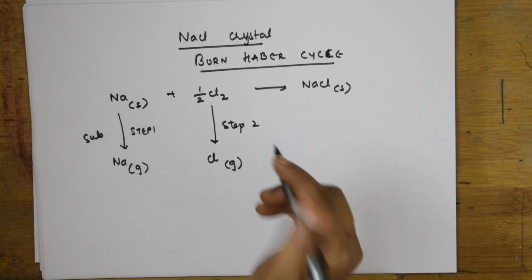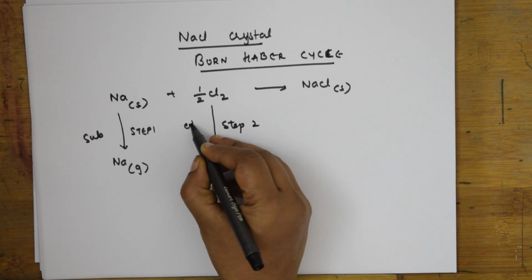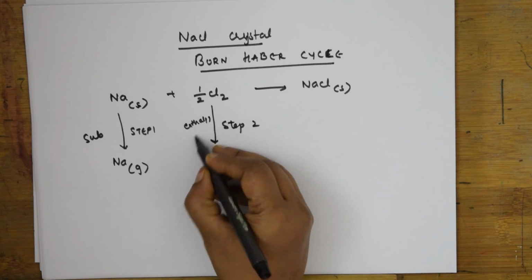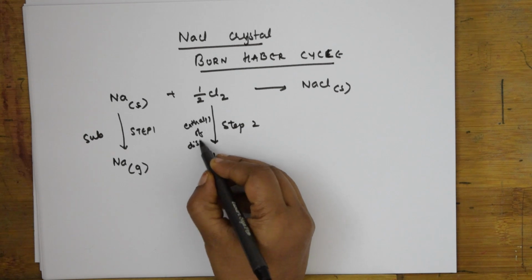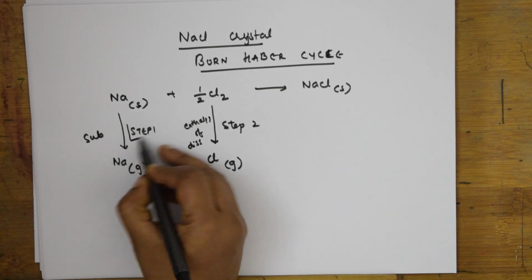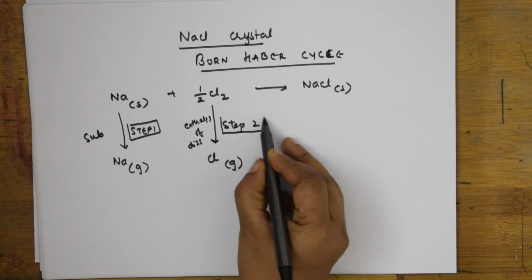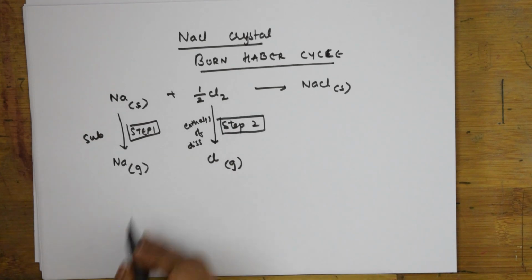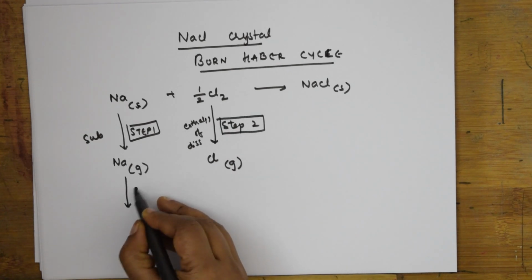So how do you write this? Let us write in words first. This is enthalpy of dissociation. Why? It is a conversion of molecule to atom, because the molecule is breaking up into atoms. That's over. This is step 1 and this is step 2. Let us come to step 3.